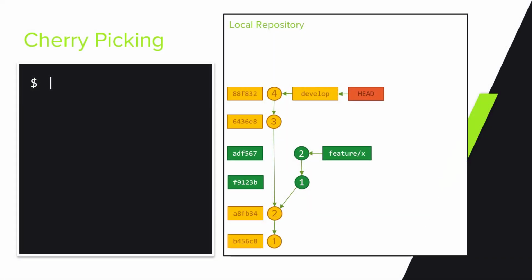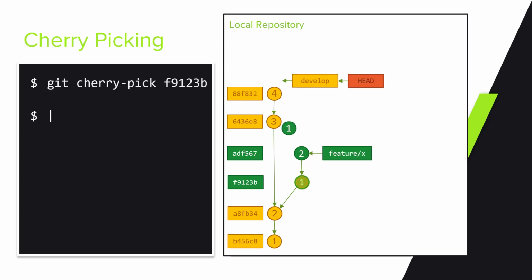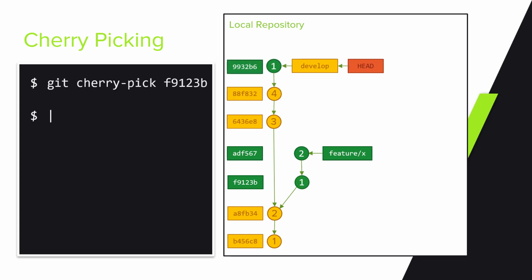We start in our familiar place again. This time we run cherry pick. A cherry pick can be interactive and very precise, but in this case, to really highlight the problem, we are going to pick a whole commit, F9123B, the first commit on the feature branch. The command brings all the changes to a new commit on the develop branch where our head was. Notice how the new commit has a completely new hash, because, of course, it has a new parent.